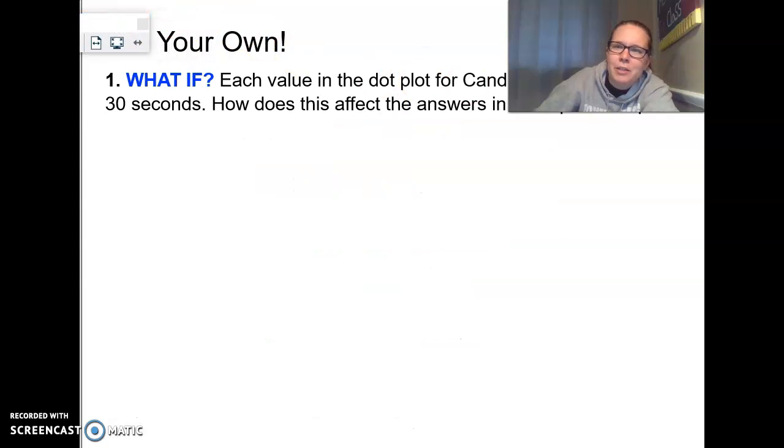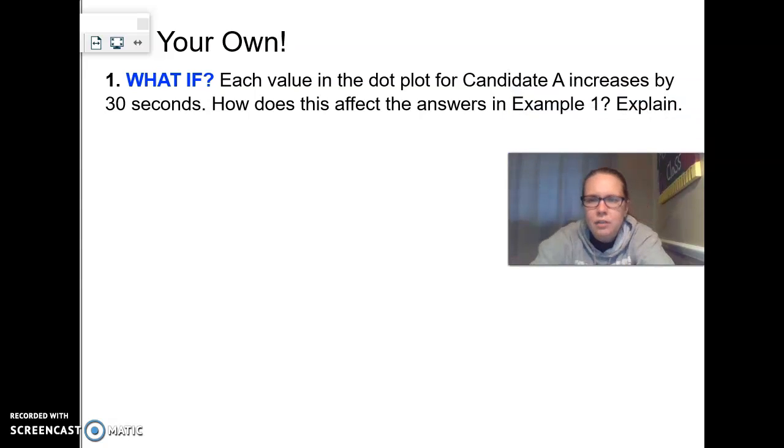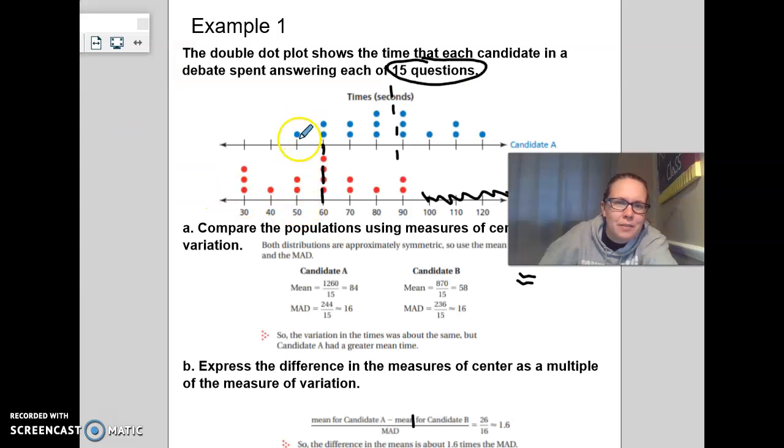All right, I want you to think about this question, and don't think too hard, because the answers are a little easier than you would expect. It says, what if each value in the dot plot for candidate A increased by 30 seconds? So what if candidate A decided, you know what, I want to expand on all my answers, and added an additional 30 seconds to everything. That means this 50 would now be 80. This 80 is now going to be 110. So your whole graph is basically shifted.